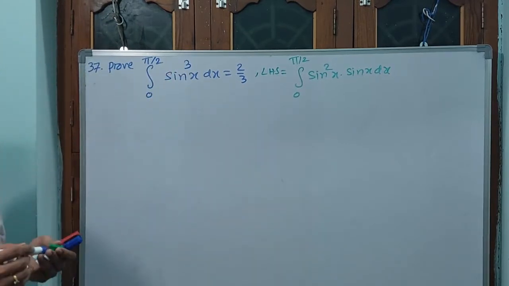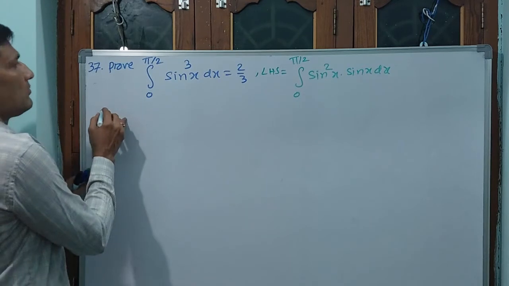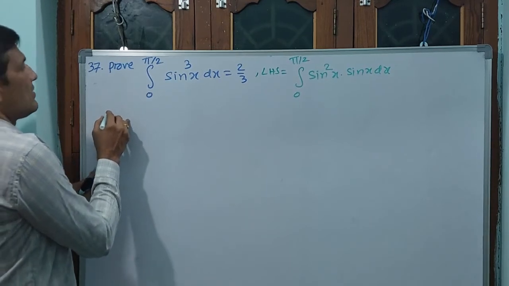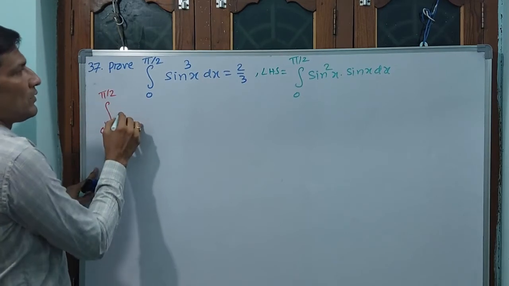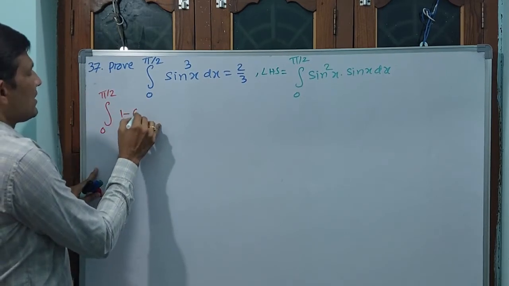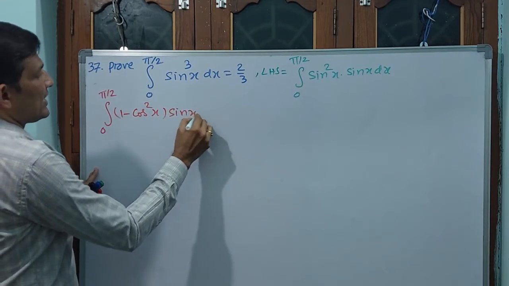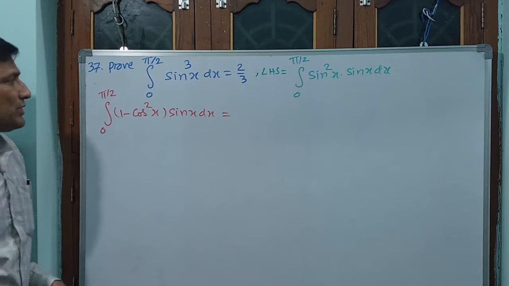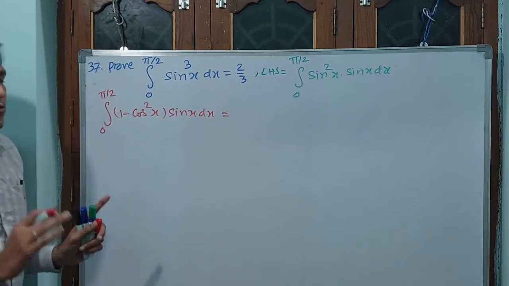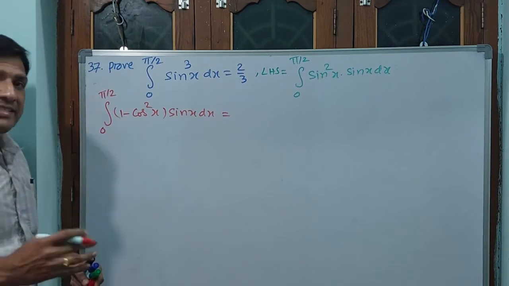Sine cube x is equal to sine square x into sine x dx. See, sine square x again you change to 1 minus cos square x. Write down: integral 0 to pi by 2 of 1 minus cos square x into sine x dx. Is it okay? Sine square x I have changed it. Totally it is still sine cube x only. Now take cos x as t.